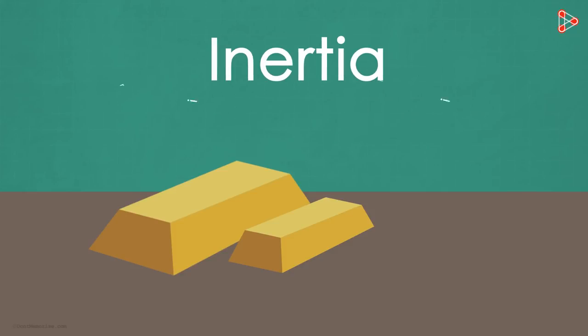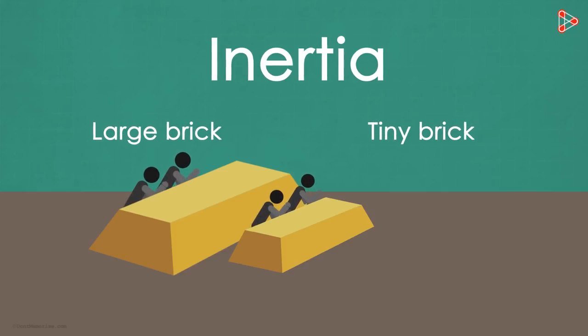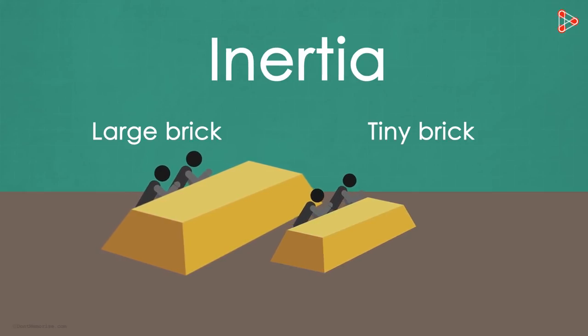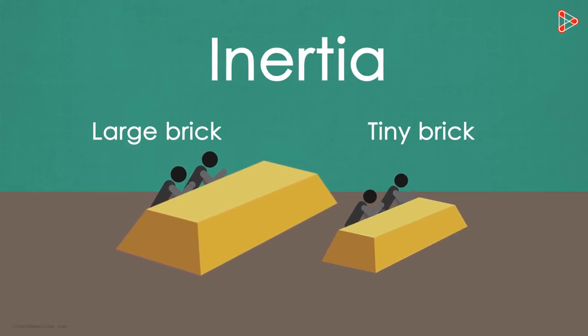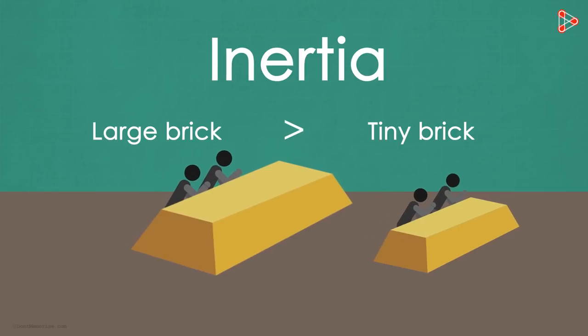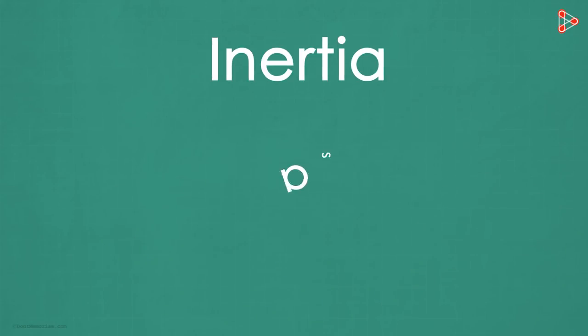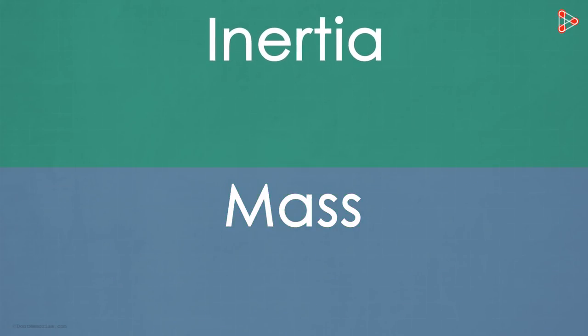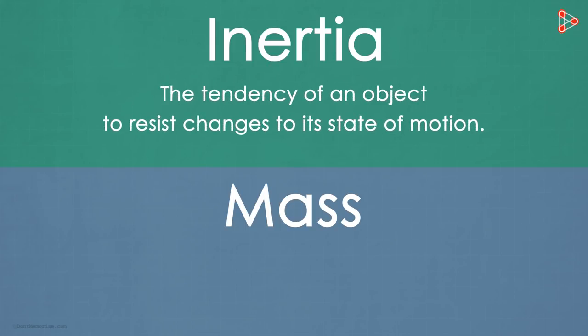So if we apply equal force to both these bricks, the tiny brick will move further as compared to the larger brick. The heavier brick has more inertia. How can we relate inertia and mass? Inertia is the tendency of an object to resist changes to its state of motion, and the mass of an object is the measure of its inertia. In the next part of this video, we will understand this relation with a few interesting examples.